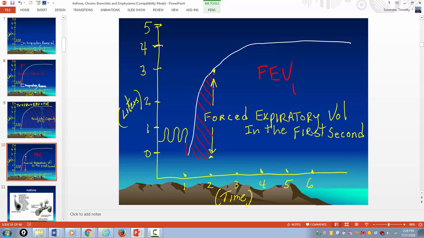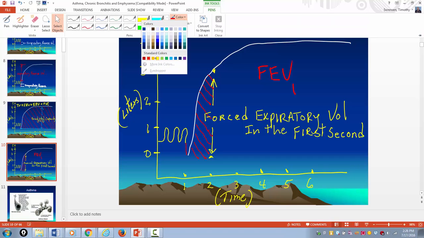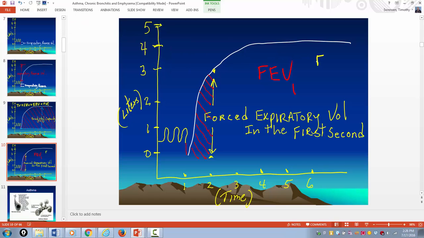Well, if you look here, he was able to get out 3 liters of that 4 liters in the first second. So what they look at is this ratio of FEV1 to FVC. And if that ratio is typically less than 75%, that's diagnostic criteria for obstructed airways.